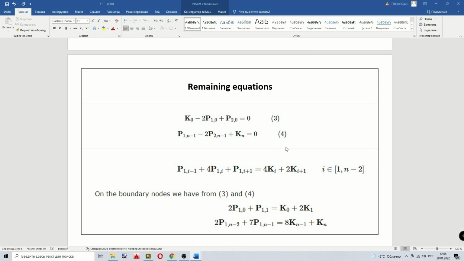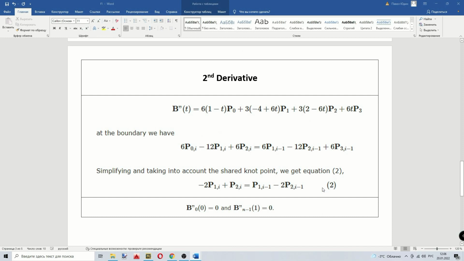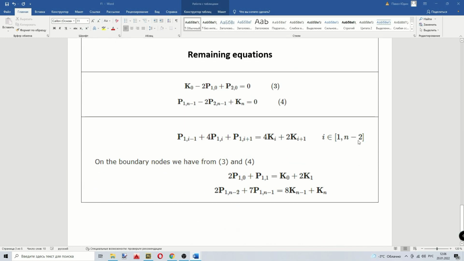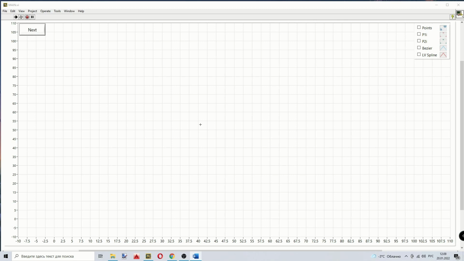We can also further simplify the system, substituting equation 1 into 2 and getting this one. And the whole system is a tridiagonal system, a 3-diagonal system for P1, which we can solve easily. Once we define P1, we get P2 from equations 1 and 4. Now I will show examples, and at the end the code of the program.